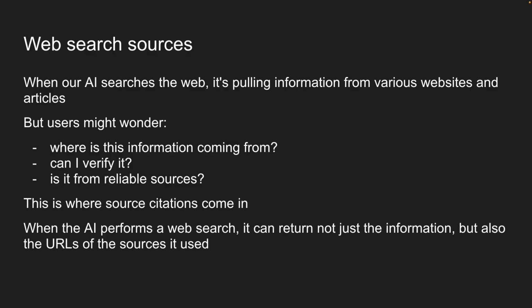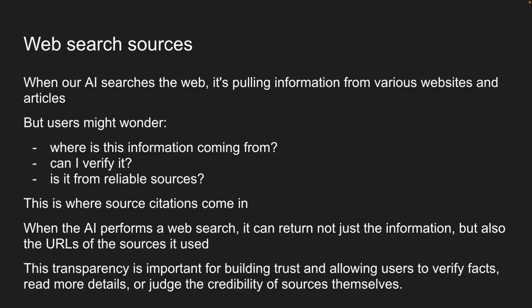When the AI performs a web search, it can return not just the information, but also the URLs of the sources it used. This transparency is important for building trust and allowing users to verify facts, read more details, or judge the credibility of sources themselves. The AI SDK makes it incredibly easy to include sources in web search results. Let's dive in and add this feature.